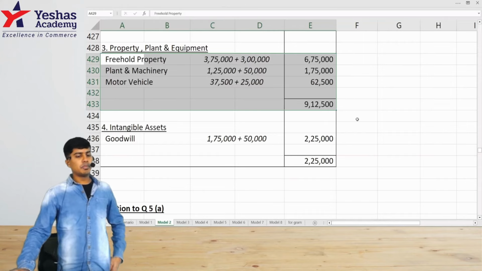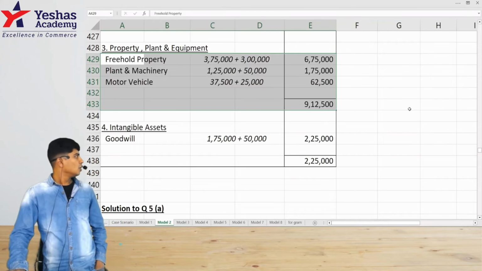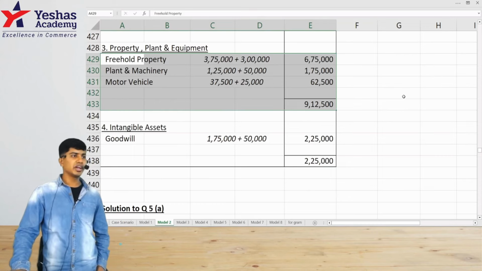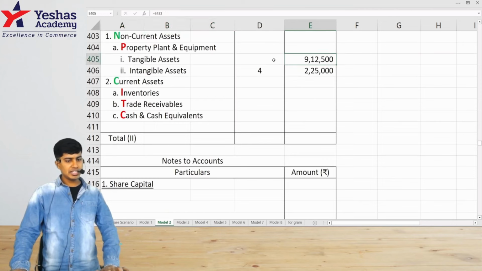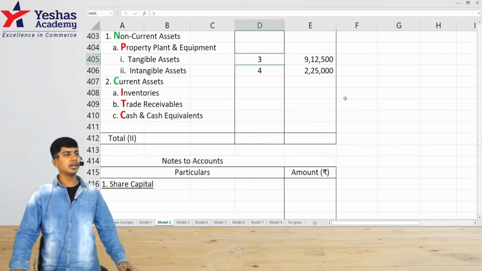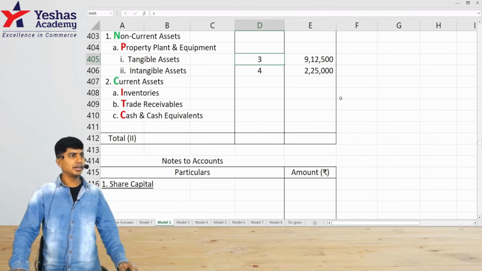Freehold property 375 plus 3 lakh. Plant and machinery 125 plus 50. Motor vehicle 37,500 plus 25. Total 9,12,500. Write it in balance sheet. Tangible asset 9,12,500. Note numbers we can write later. Anyways, I have prepared. I'll write it.